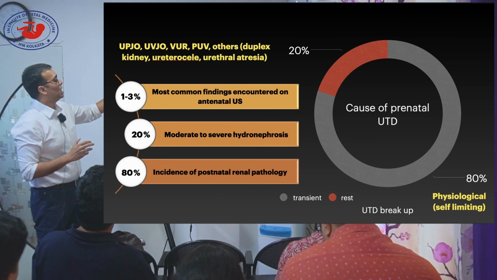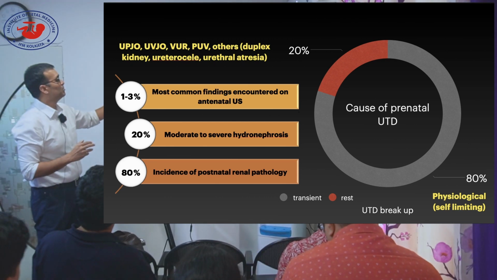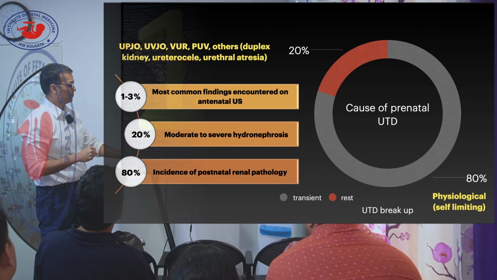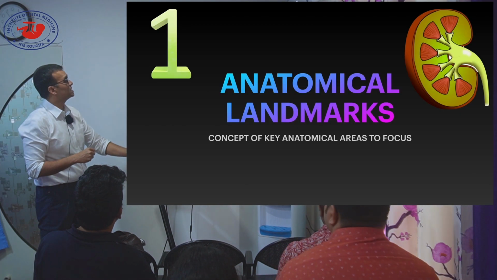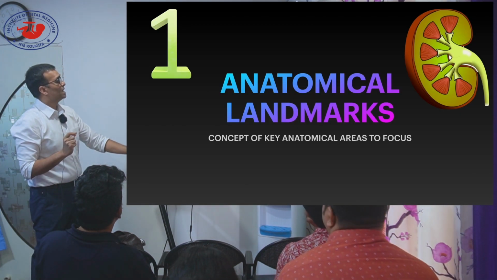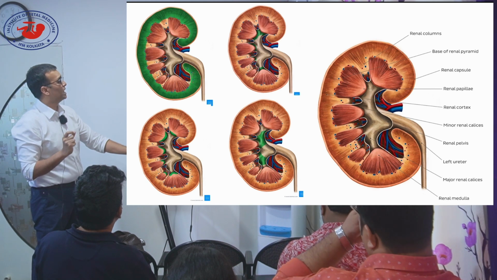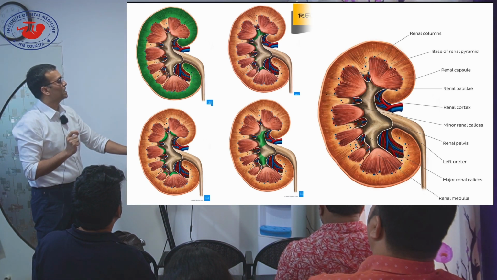20% is moderate to severe hydronephrosis, and 80% there is incidence of postnatal renal pathology. Now coming on to the 10 dilemmas, first is the anatomical landmark. Now why there is dilemma in the anatomical landmark, that I will show you, but before that just let us recap the anatomy of the kidney.